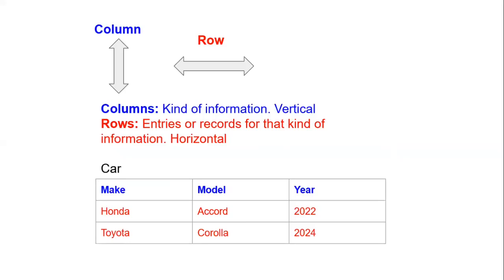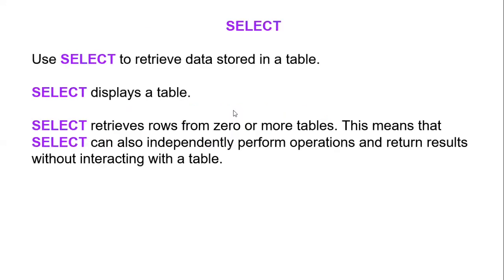Today we're going to talk about the select clause. However, before we do that, I want you to see how we store data in a relational database. In a relational database, we store data in tables. Tables have columns and rows. Think of columns as what kind of information, and this is the vertical component of the table. And rows are the entries or records for that kind of information. And this is the horizontal part of the table.